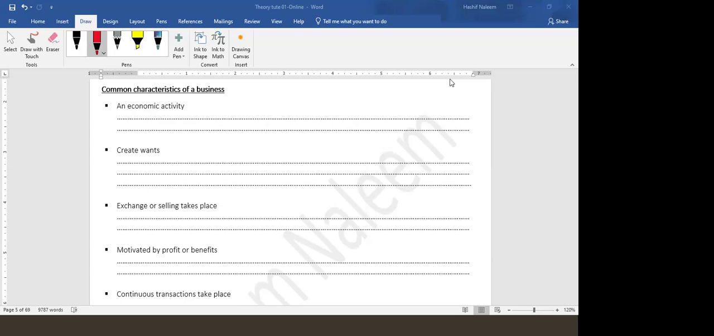But with Domino's, you can consume your home food also, but you're opting for Domino's. Why? What's the reason? Because business created a want. They created a want. Okay, clear? Okay, so listen.